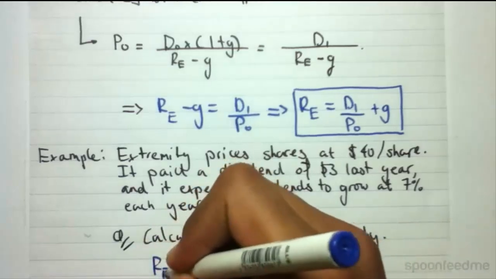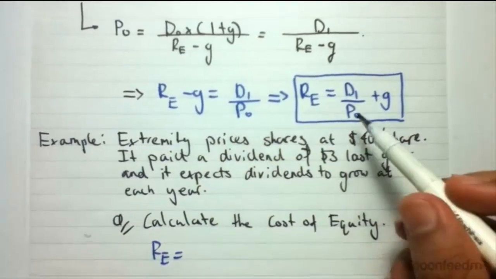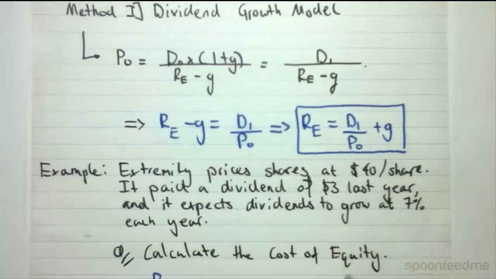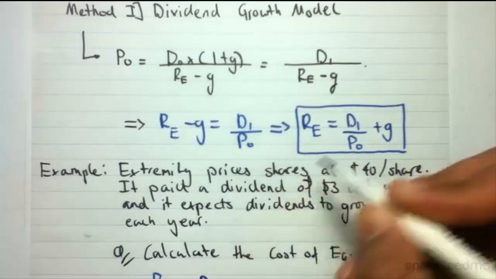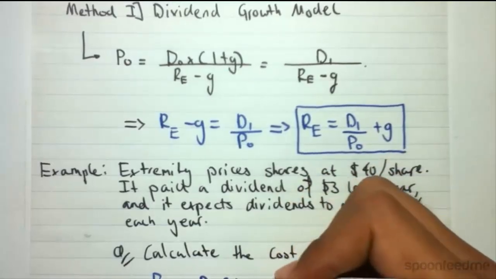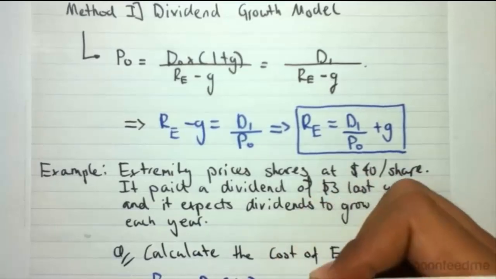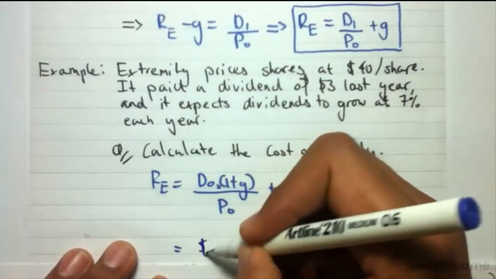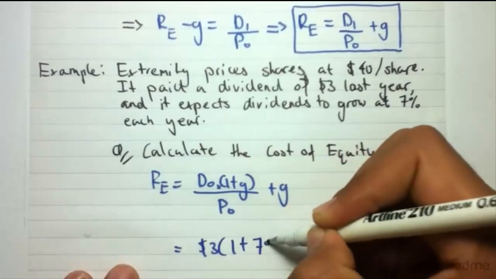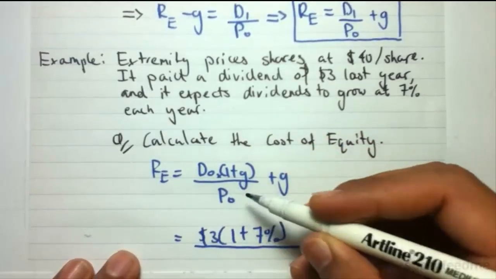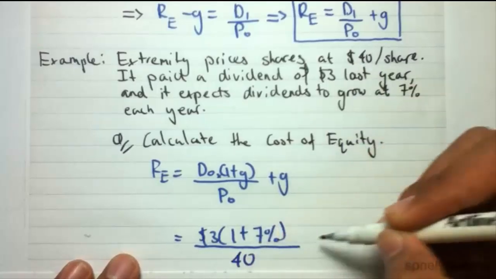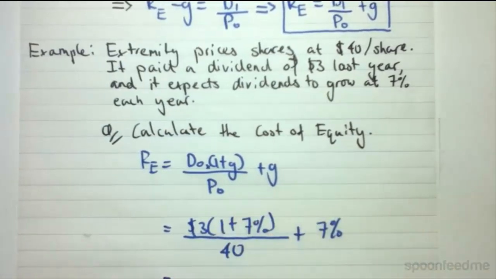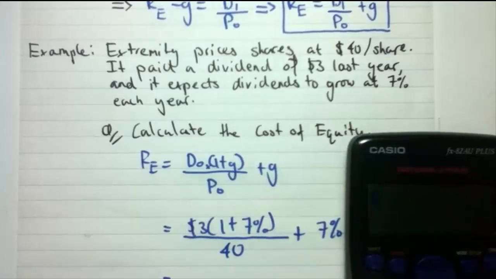So RE is going to be equal to D1. Well, what's D1? I don't have D1 explicitly, but I can find it because D1 is the numerator of this, and I know what D0 is. That's going to be 3 times (1 plus the growth rate, which is 7%), all over the price of the share, which was set to be $40. And I want to add the growth rate, and plug these values into our calculator.